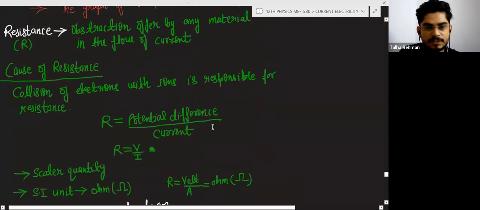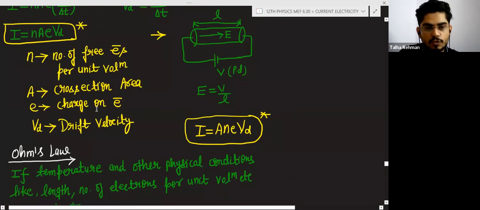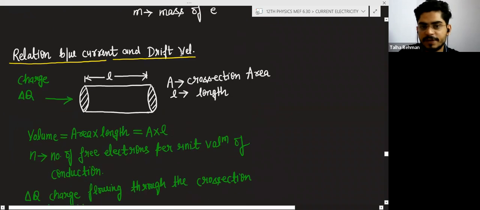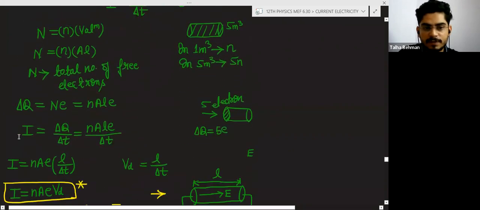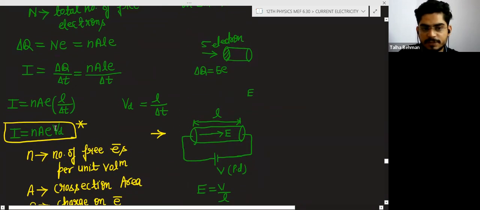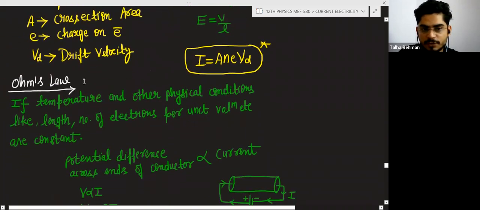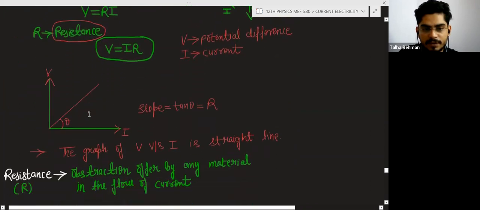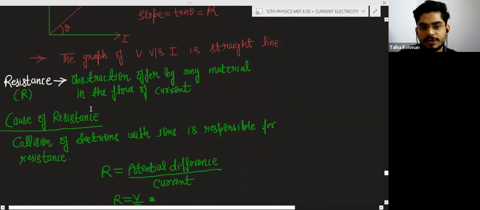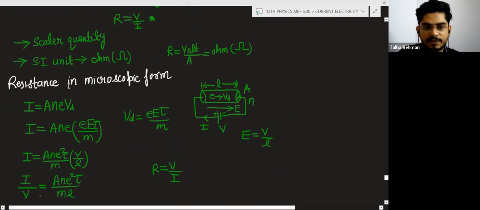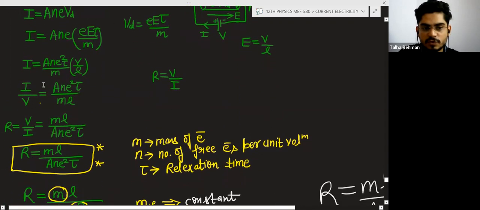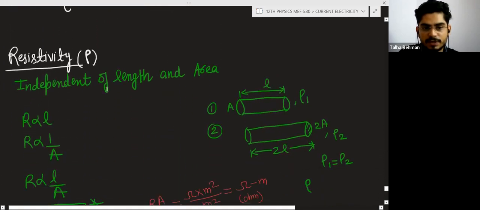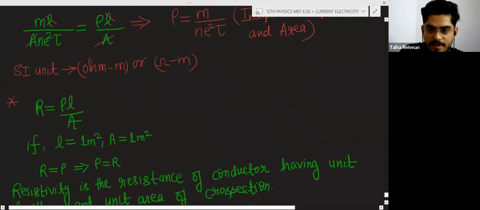So we have just completed Ohm's law. Firstly I told you the relation between the current and the drift velocity. Then what is Ohm's law, and the graph of Ohm's law, and after that what is resistance, and I have written resistance in terms of mass, length and area. Now the resistivity.